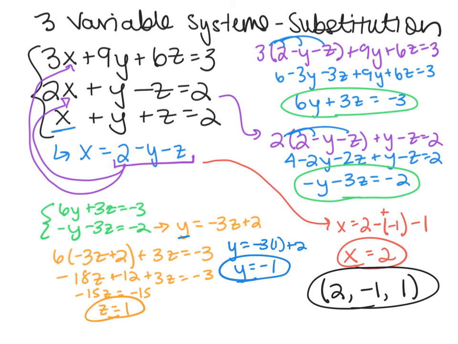With these 3 variable systems, neither method is going to be necessarily clean, but it's just a matter of keep your work organized, keep it straight, where your whole goal is to get rid of one variable, turn it into a 2 variable system, and then go from there.